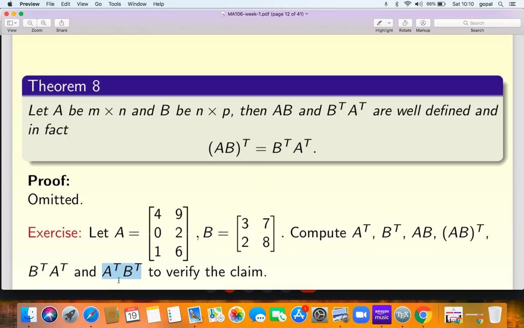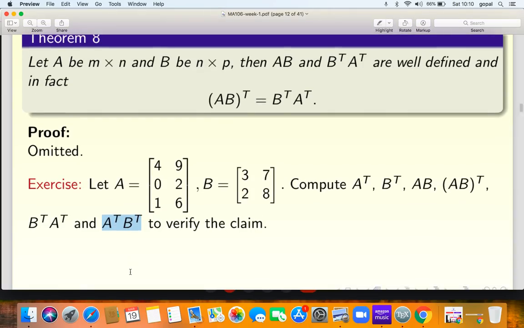And now he's laying a trap for you. A transpose B transpose, you can't compute. What is the answer? A transpose B transpose doesn't exist. That is the answer. So you can calculate this, this, this, this, this, and then for the last one you have to say it doesn't exist.